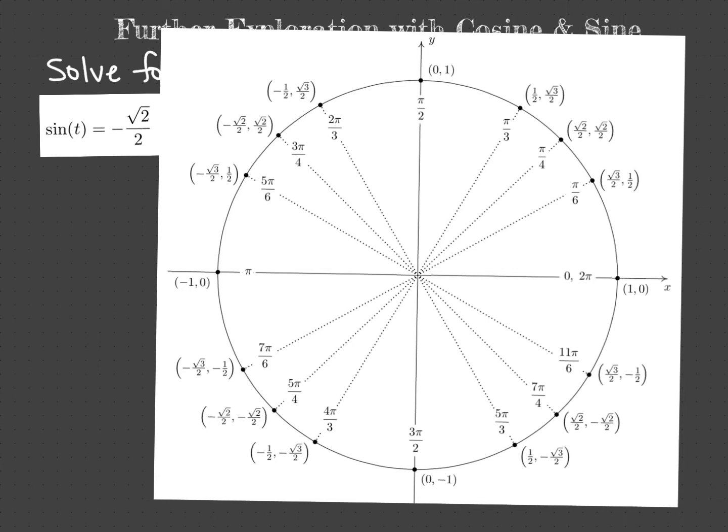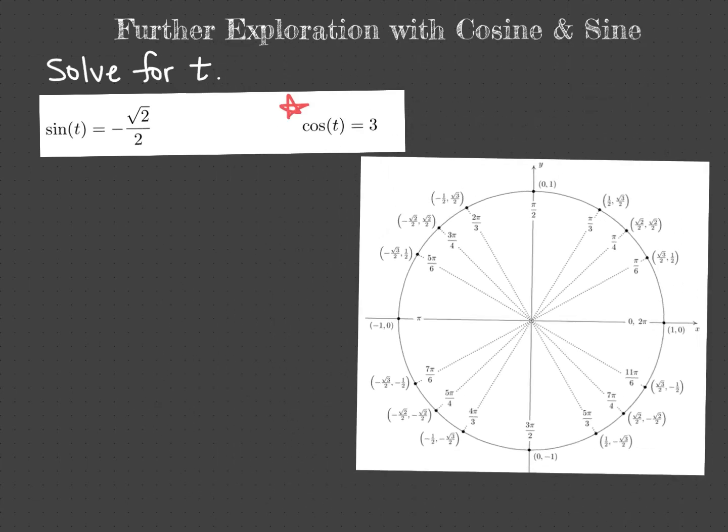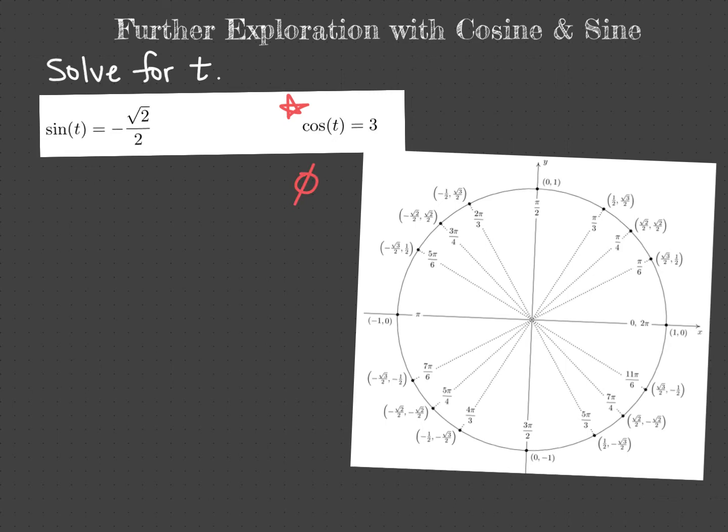So there's actually no spot where the cosine, or the ratio of the adjacent over hypotenuse of the right triangle it forms, is going to be 3. So we would say that this does not ever occur, or we can simply write no solution.